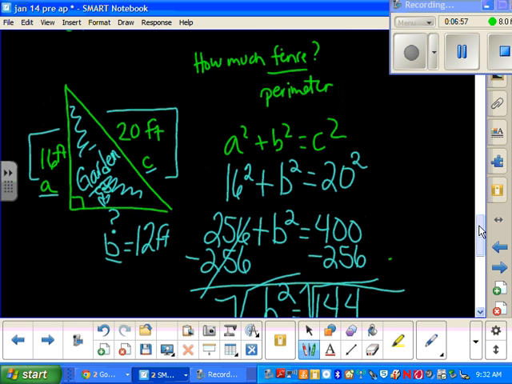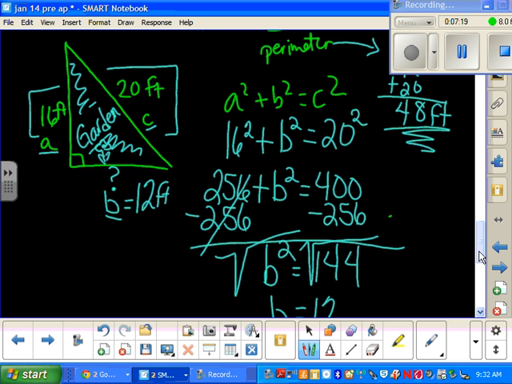And remember, perimeter is just adding up all of our feet. Our three sides, two legs and a hypotenuse. So 16 plus 12 plus 20 gives us 48 feet.